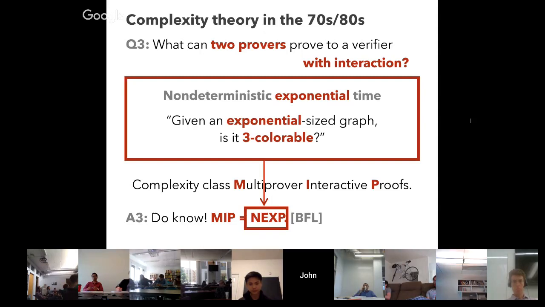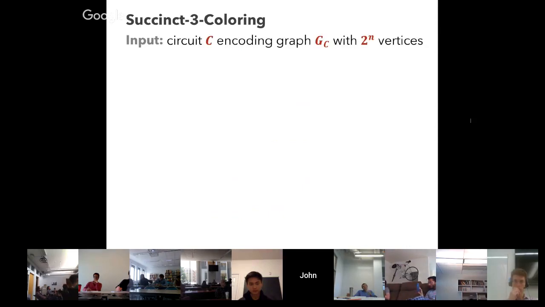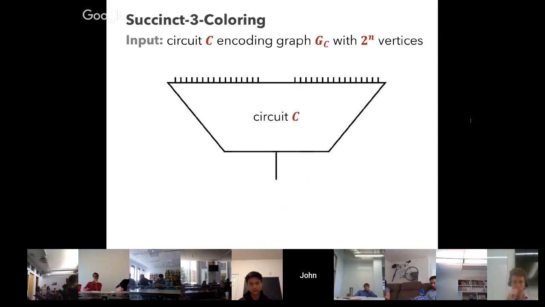This doesn't quite make sense as a problem statement, so let me give you the actual, concrete NEXP-complete problem. When we talk about exponential size graphs and 3-colorability, the problem we're actually referring to is called succinct 3-coloring. In this problem, your input is a circuit C, which encodes a graph G sub C with an exponential number of vertices. Here is your circuit C, and it will have two sets of inputs, each of them n bits. The circuit is only of size polynomial in n, so it's a very small circuit.